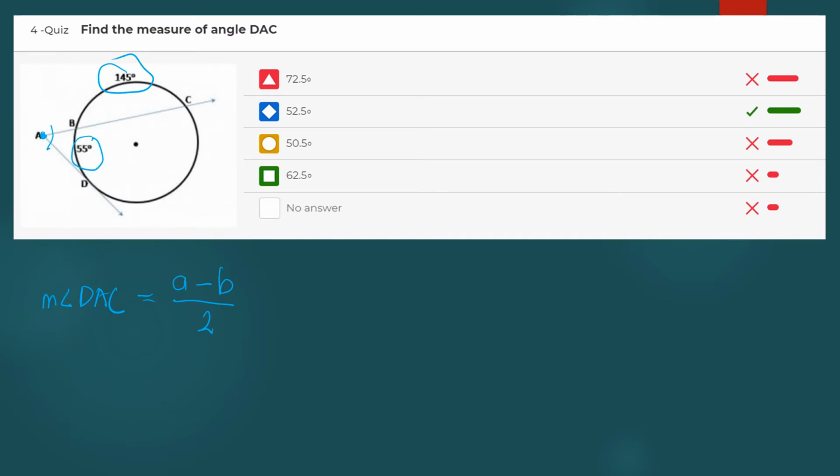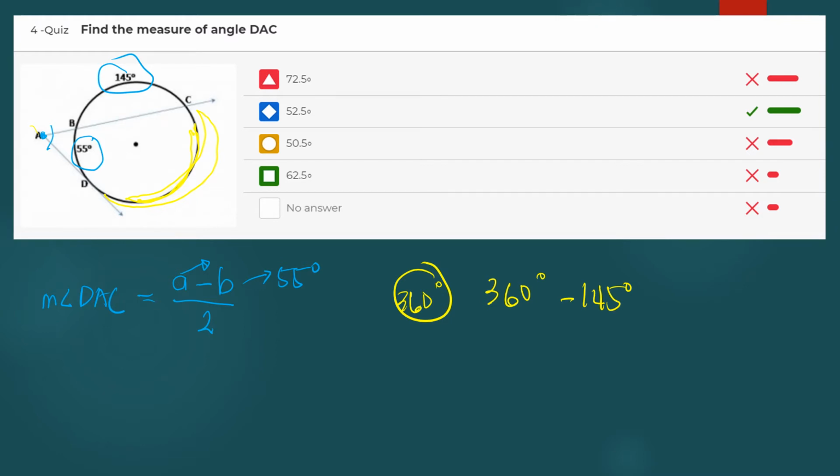So, the value of B here is identified as 55 degrees. So, what is the value of A? The value of A, of course, is not 145, because the intercepted arc is this point here. This one. So, how are we going to identify the value of this arc? We know that in a given circle, that is 360 degrees. So, if that is 360 degrees, that will be 360 degrees minus 145 degrees.